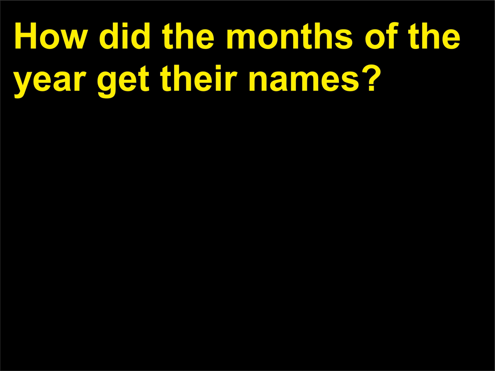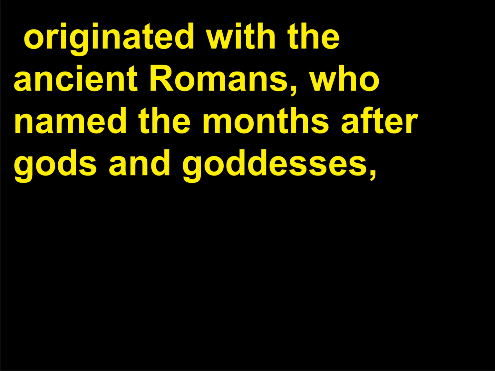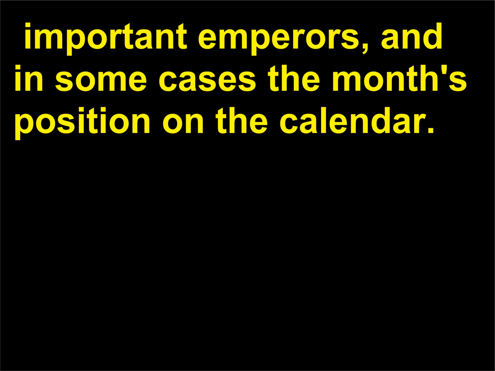How did the months of the year get their names? The months of the year in the Gregorian calendar, used by most of the world, originated with the ancient Romans, who named the months after gods and goddesses, important emperors, and in some cases the month's position on the calendar.